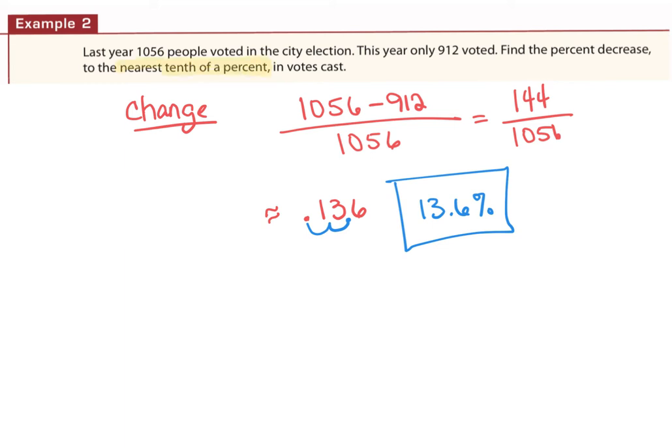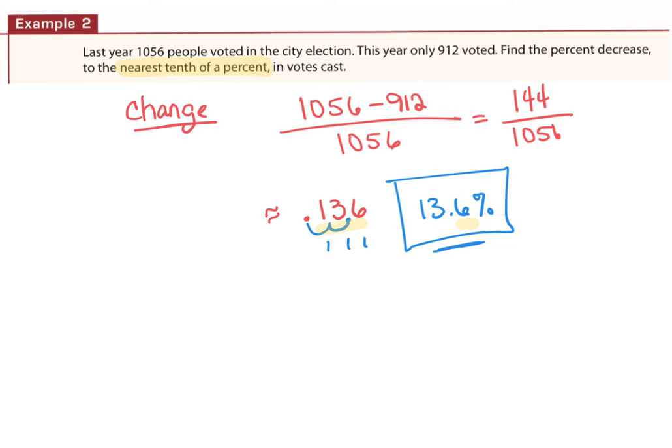Nearest tenth of a percent. Tenth means 1 decimal place, okay? However, you do not round until you've changed it to percentage. So if they say the nearest tenth of a percent, then you need 3 decimal places here. 1, 2, 3. So that when you change it to percentage, you still have 1 decimal place left. Nearest tenth of a percent means that after it has been changed to percentage, you still have 1 decimal place.